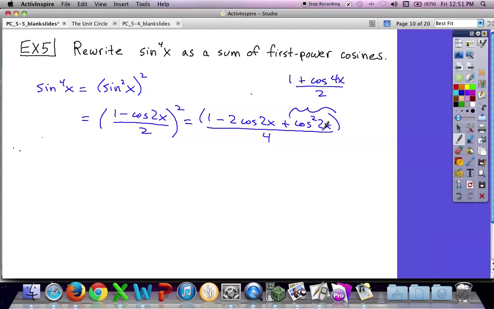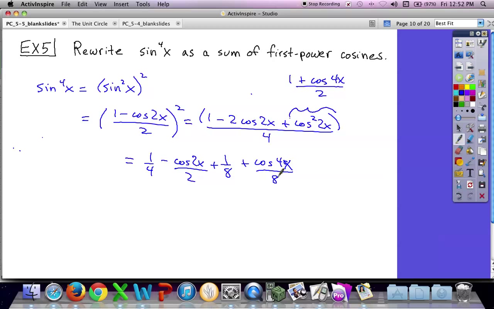Let's see, so that will equal 1/4. That's the first term. The next term will be negative 2 over 4, which will be over 2, minus cosine of 2x over 2. Then that last term is going to be 1/2 divided by 4, which will be 1/8. And cosine of 4x over 2 divided by 4, the cosine of 4x divided by 8.